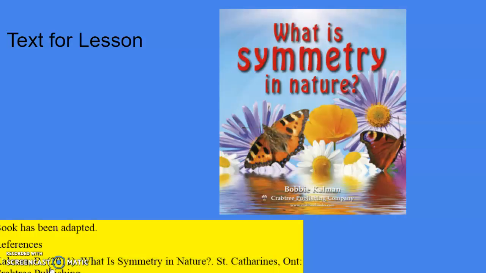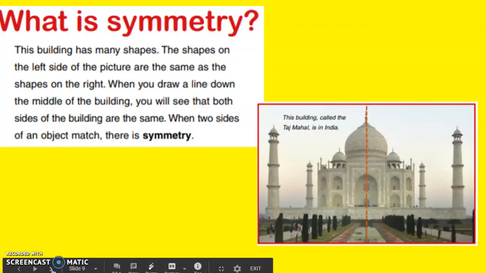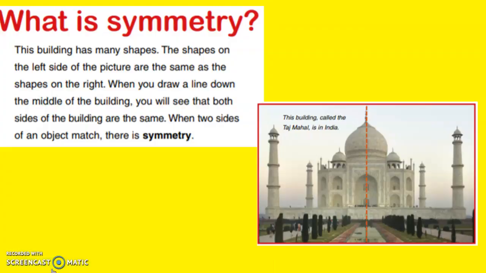Our lesson today is going to be based off a book called What is Symmetry in Nature? So let's get started with that book. What is symmetry? This building has many shapes. The shapes on the left side of the picture are the same as the shapes on the right side. When you draw a line down the middle of the building, you will see that both sides of the building are the same. When two sides of an object match, there is symmetry.